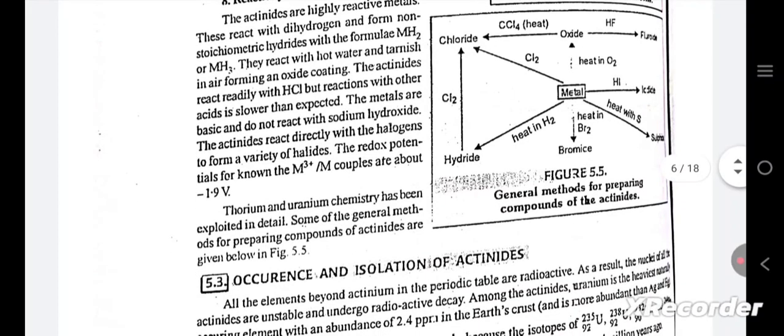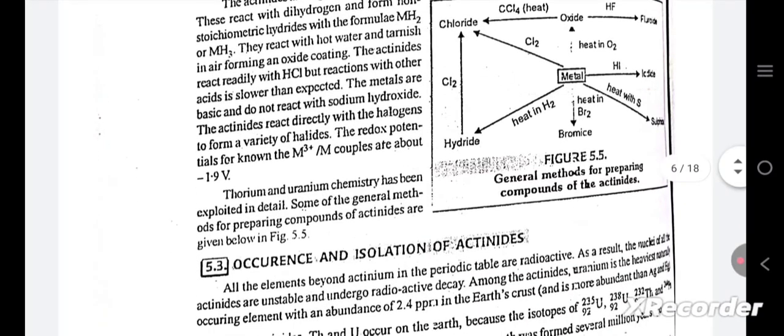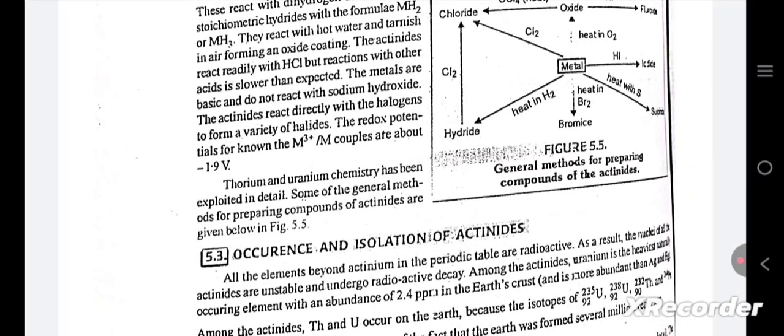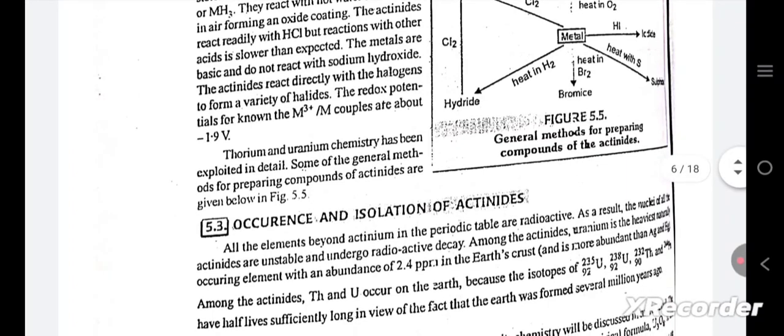Reactivity. The actinides are highly reactive metals. These react with dihydrogen and form known stoichiometry hydrides with the formula MH2 or MH3. They react with hot water and tarnish in air, forming an oxide coating. The actinides react readily with HCl, but reactions with other acids are slower than expected. The metals are basic and do not react with sodium hydroxide.